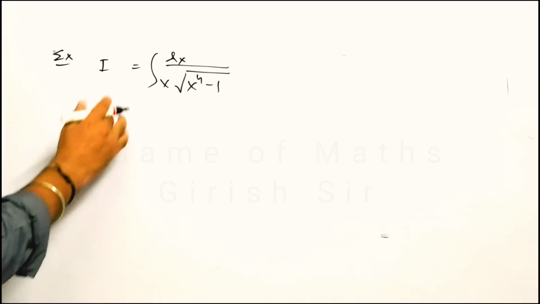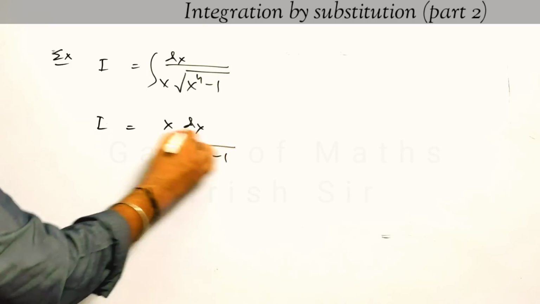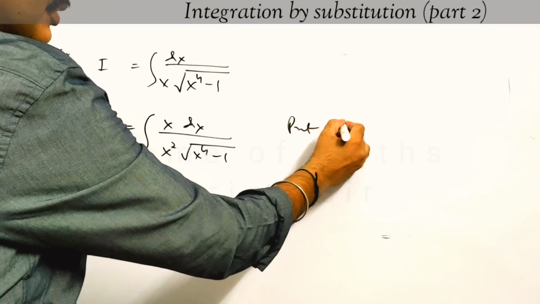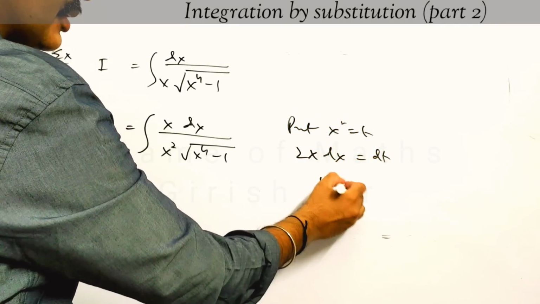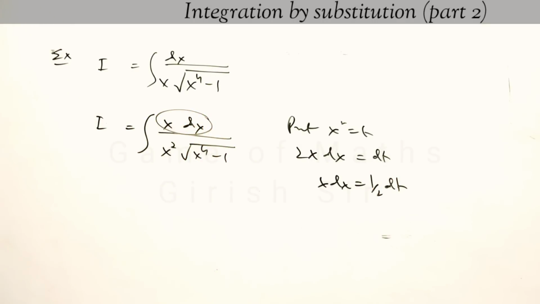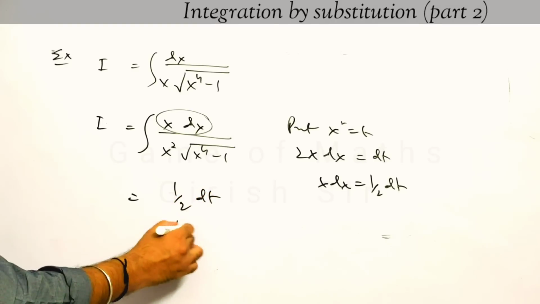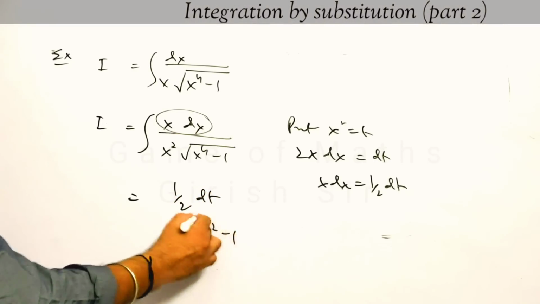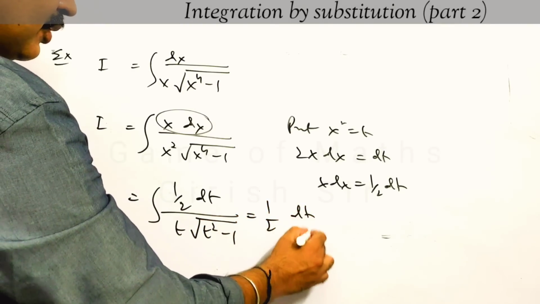Okay, this is the next example. What I'll do is I'll multiply and divide by x to get this. Now why I am doing this is because if I put x square equal to t, then this x dx could be written as half dt. So that substitution becomes easier over here. I can replace x dx with half dt and put x square equal to t. So this is your integral now.